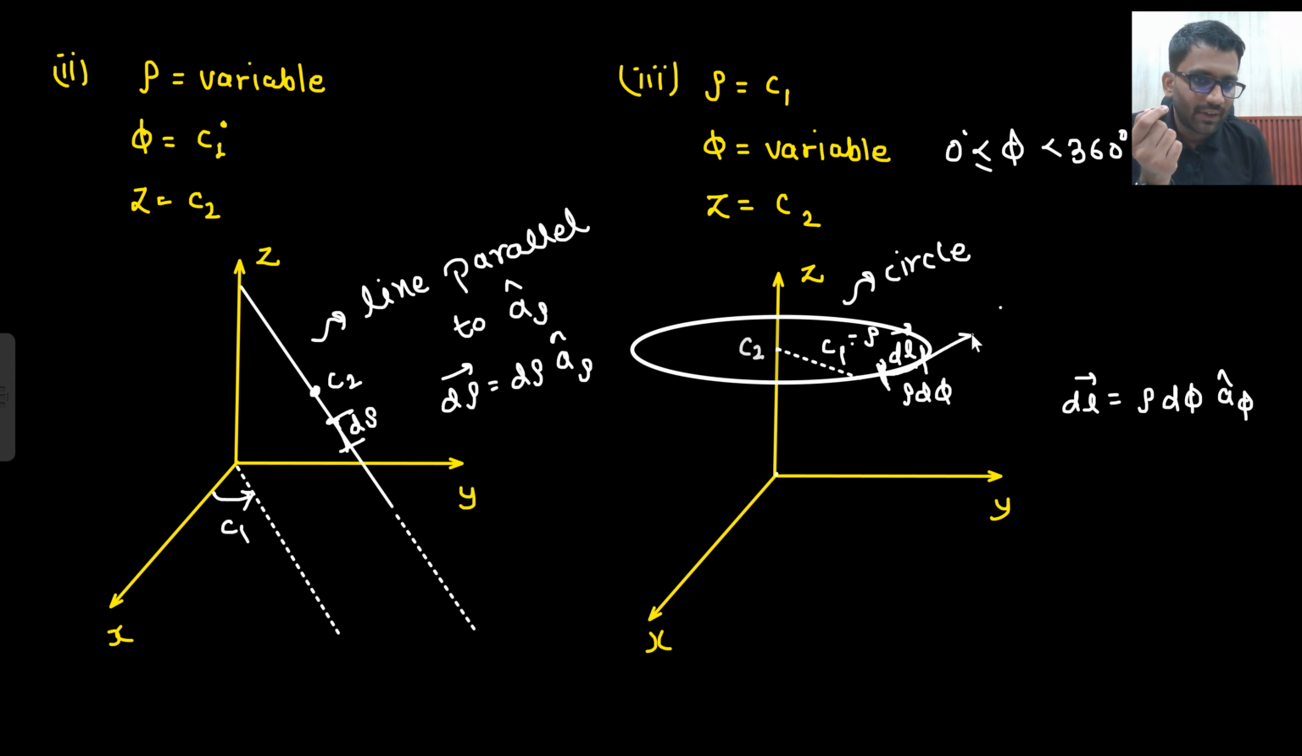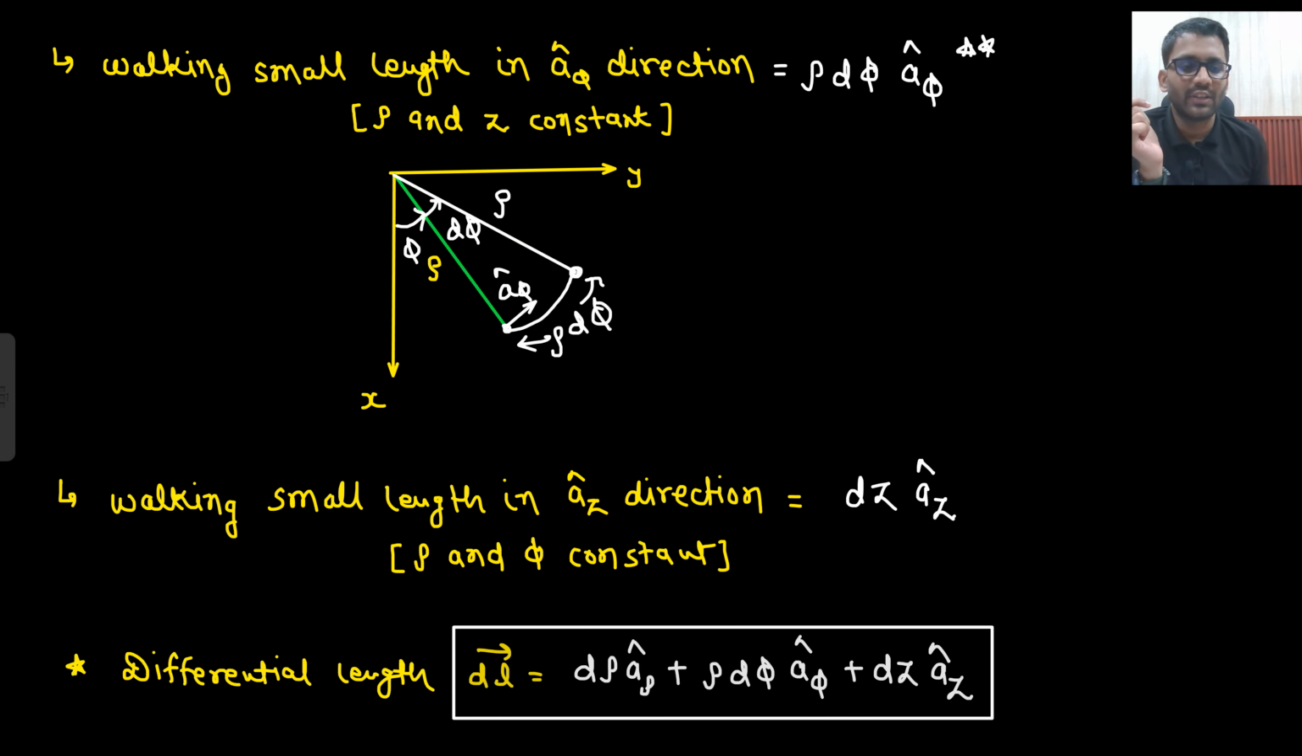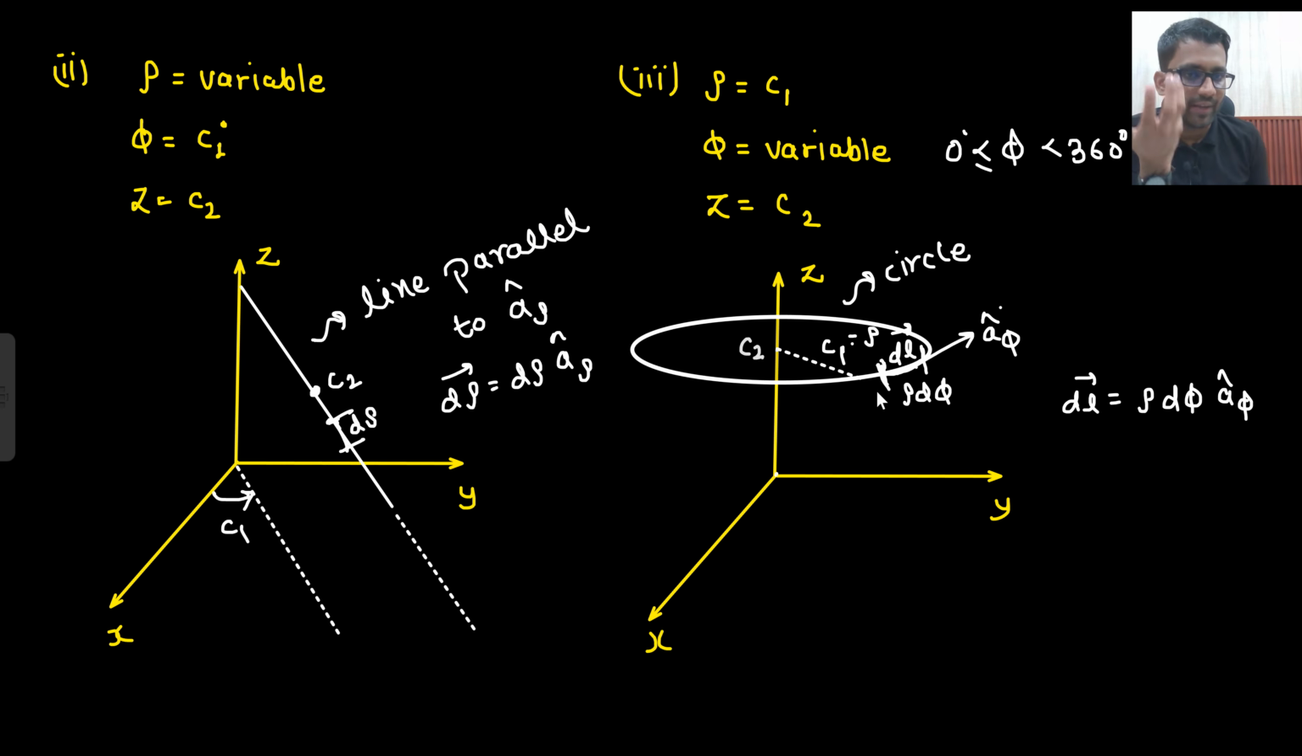In the direction where phi is increasing, a phi cap. Or you can simply remember, these 2 points are fixed and phi is variable. Then you just need to write down the small length in phi direction. What is the small length in phi direction? Rho d phi a phi cap. So this is how people mug up. But I am telling you the concept. Like 95% of the students will mug it up: rho is C1, Z is C2, phi is variable. Then if I need to write down the small length, it would be rho d phi a phi cap. That phi is variable means rho d phi a phi cap.